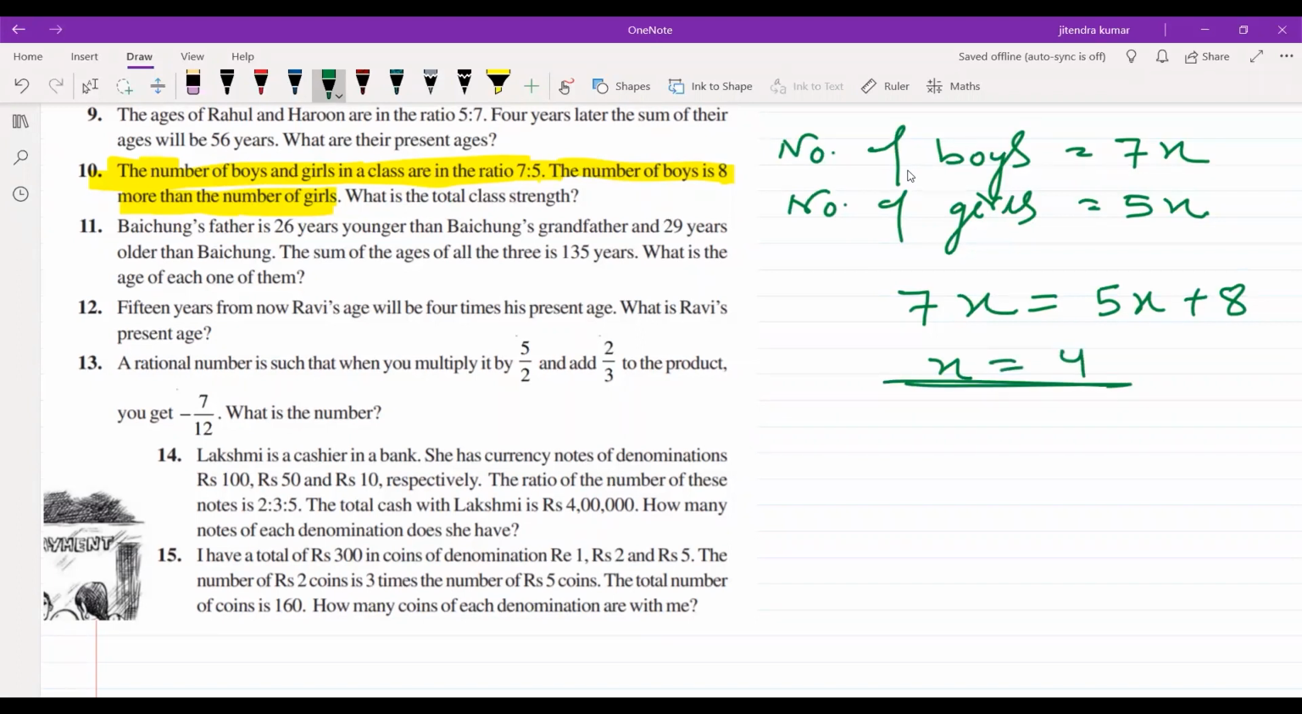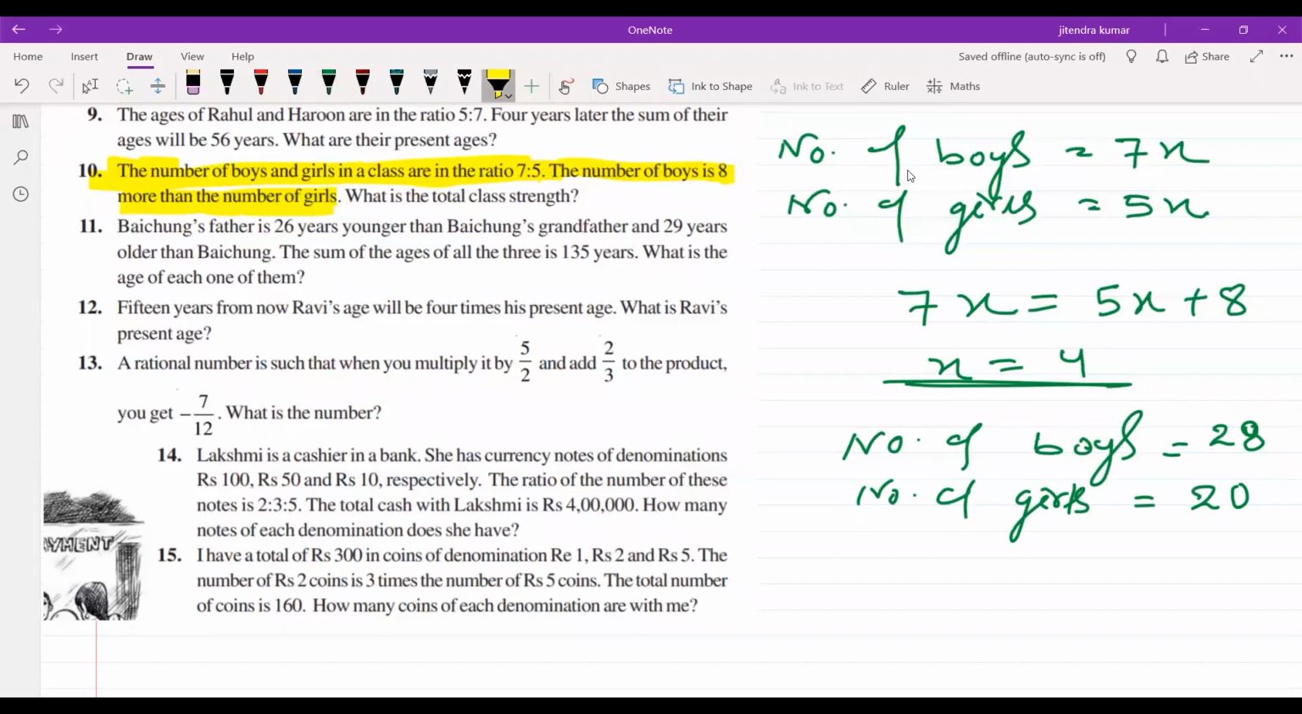Now you have to find the number of boys and the number of girls. So please find the number of boys first and then the number of girls. So what is the number of boys here? 28. 7x is equal to 7 into 4, which is 28. And the number of girls is 5x, which is 5 into 4, which is 20.